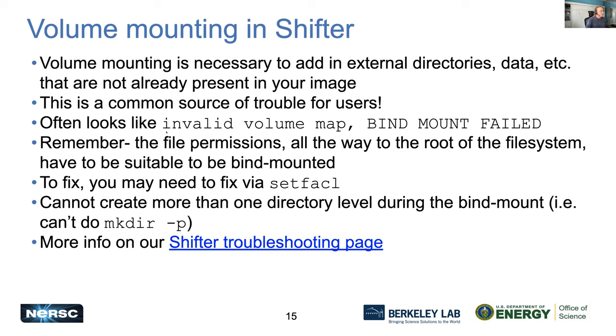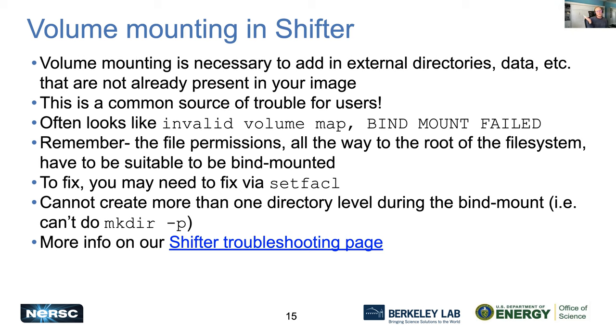If this goes wrong, you might see something that looks like "invalid volume map" or "bind mount failed." There are a couple of reasons this could fail. The first is that the file permissions have to be suitable to perform the bind mount all the way up to the root of the file system. For a shared directory, like on the community file system, you may not own the directory. To get around that, you may need to do a setfacl command to change the permissions so that Shifter is able to perform the bind mount.